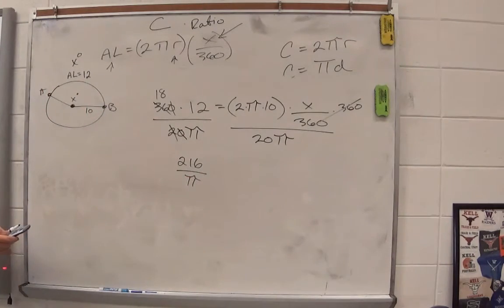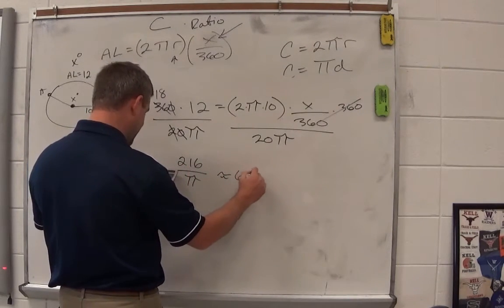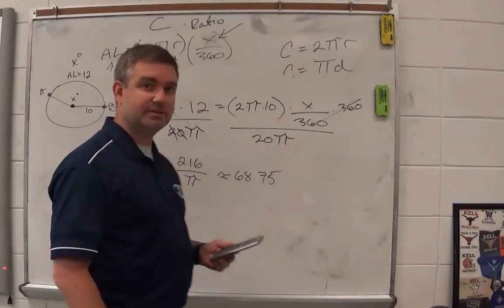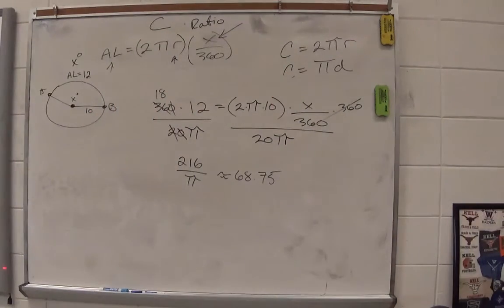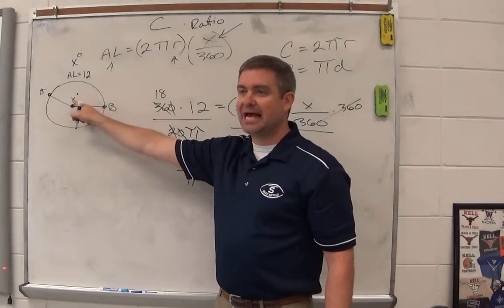I got 360 times 12 on the top and 20 pi on the bottom. Yeah, I got 68.75. Is that right? Yeah. What is that telling us again, Turner? What measurement is that 68.75 supposed to be in? Is it inches or centimeters? What does it have to be in? It's degrees. Why? Because it's that angle measurement.